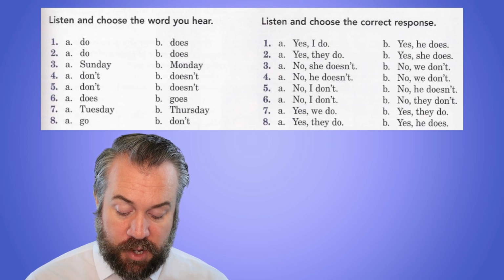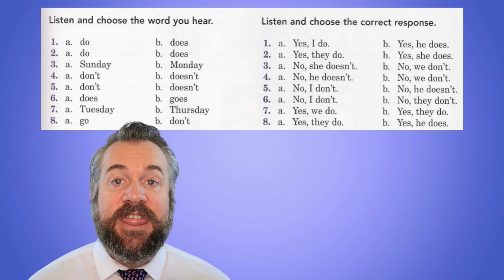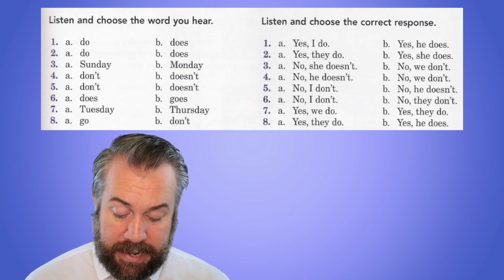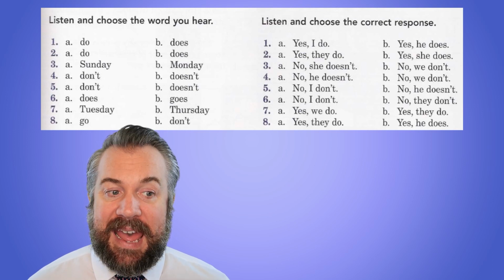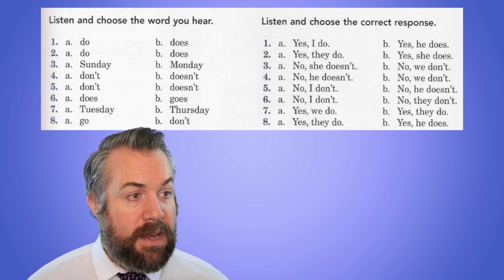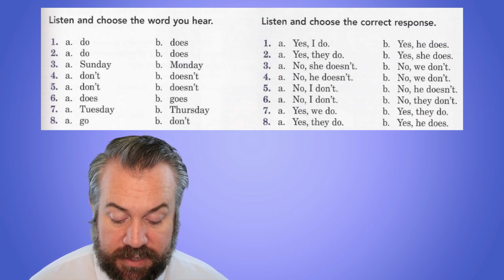And number 7. She babysits for her neighbors every Thursday. The answer is B. Thursday. And number 8. They go to work every morning. A. Go. In the second activity, listen and choose the correct response.